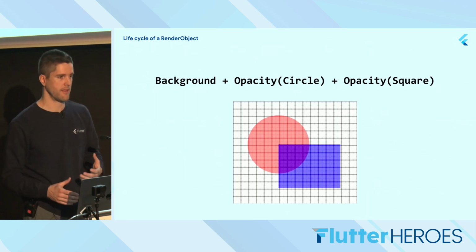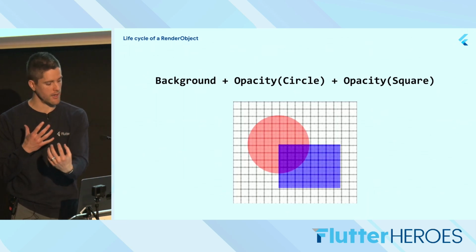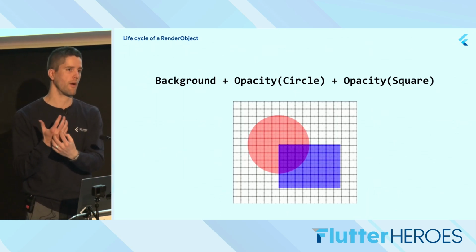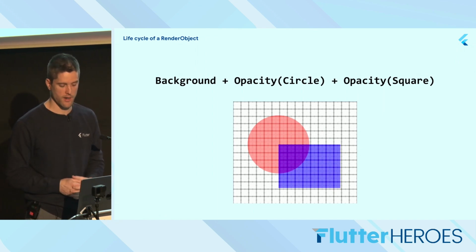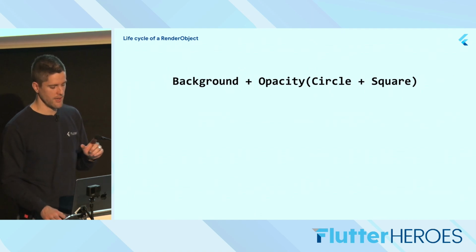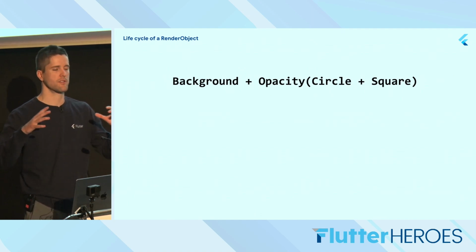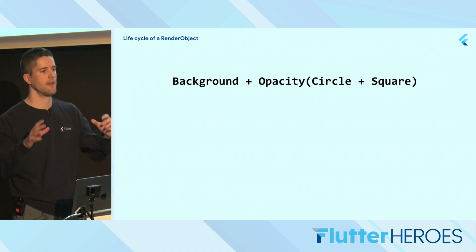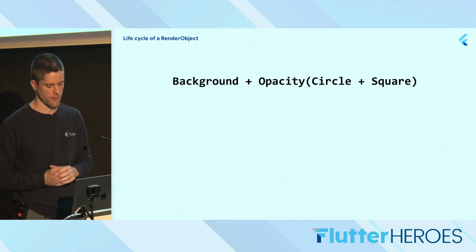Well, that might render something like this, where we can see a little bit of the circle shining through the square and then also background everywhere. So opacity was applied to the circle and the square separately. But contrast that with this, where opacity now starts to play that role of parentheses in math and elevating the prominence of this certain relationship.